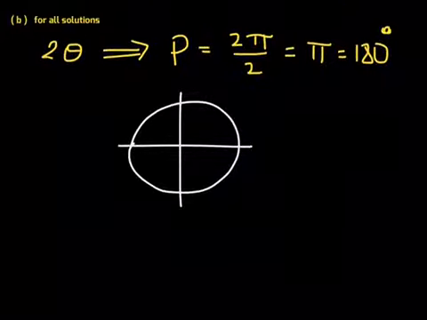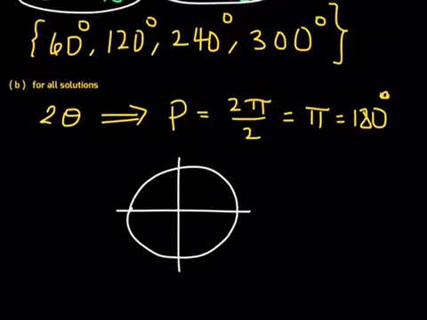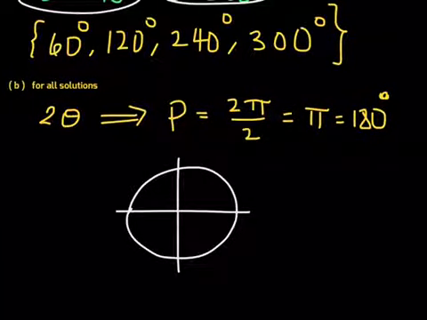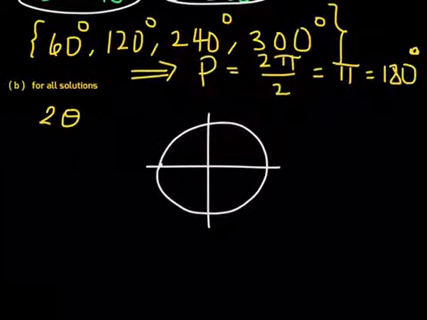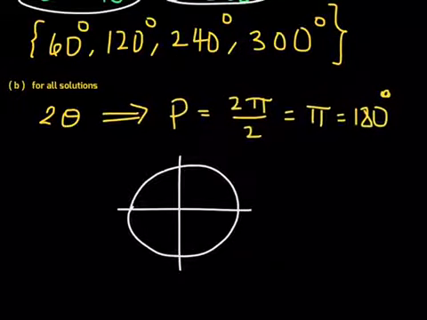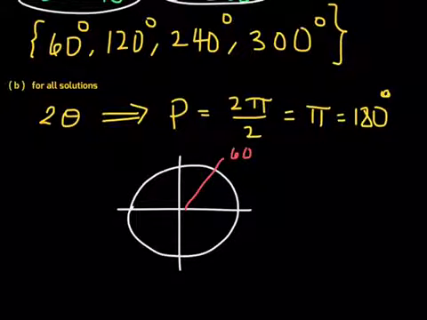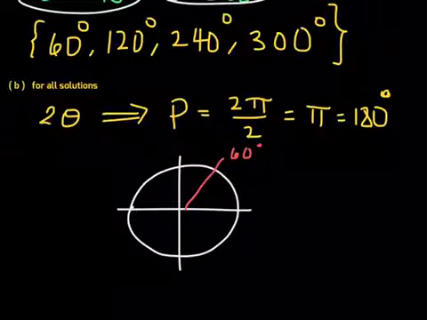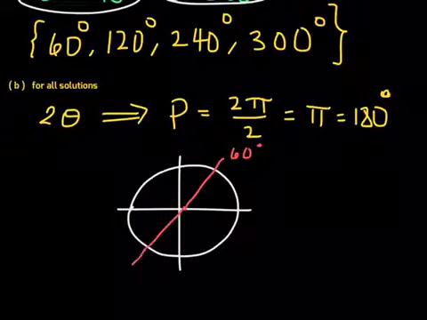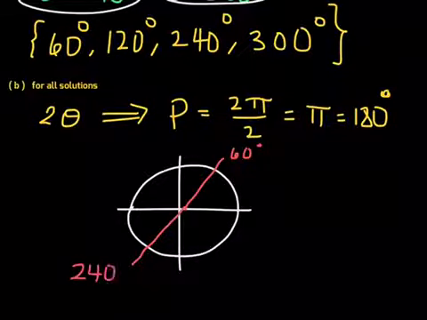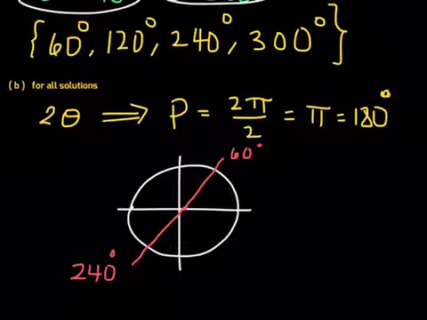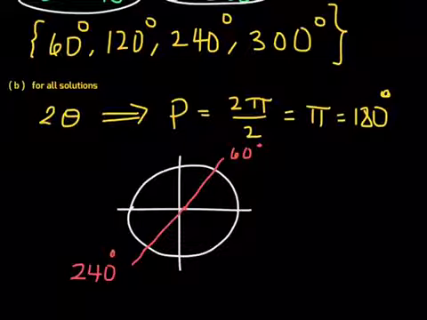Now, let me scroll up a little bit so you can see our solutions from the first part. Okay. Now look at this. One solution is 60 degrees. And another one is, watch this, another one is 240 degrees. I'll talk about the other ones in just a second. Now watch this. Your period is 180 degrees.